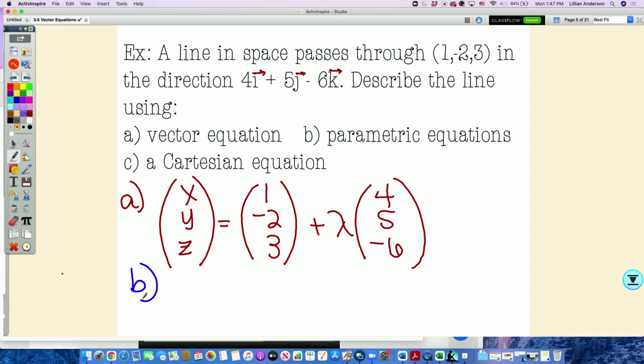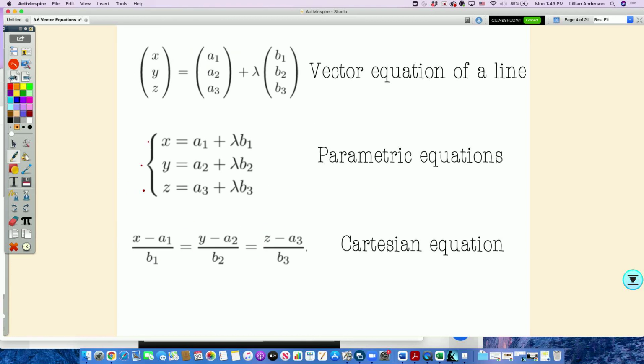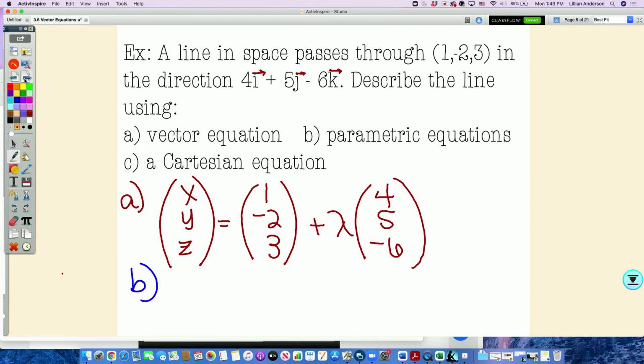Now how to write the parametric equation? Okay, this is essentially where you're taking your vector equation and you're just combining your 1s, your 2s, your 3s with your x, y, and z. So then what would be the parametric equation for this particular situation?